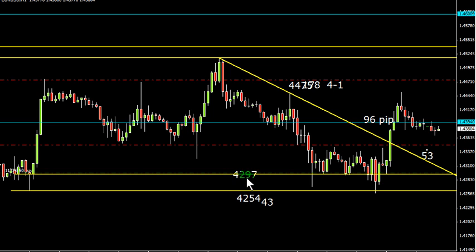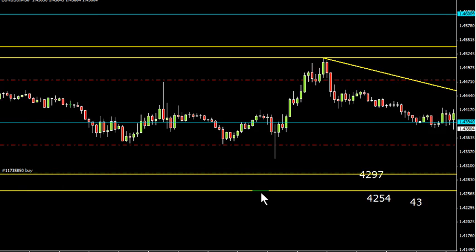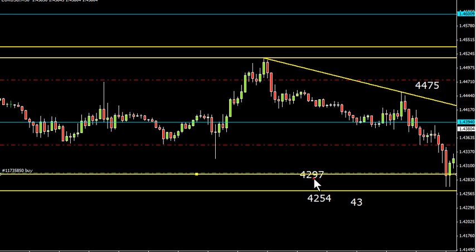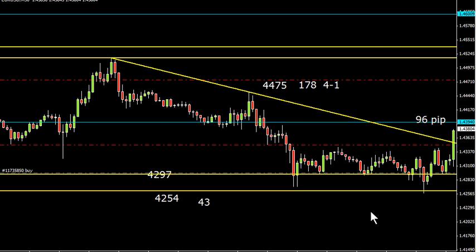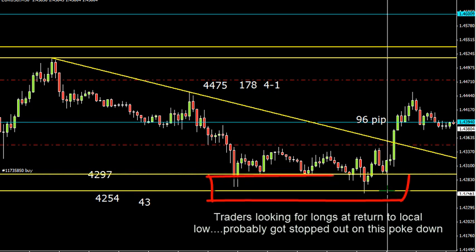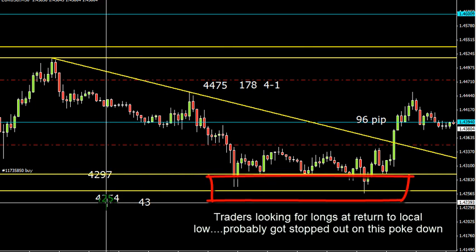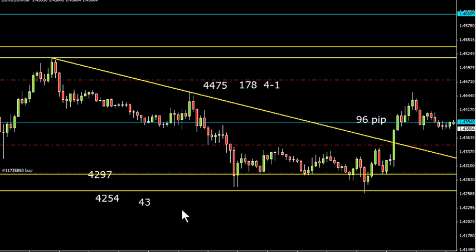Going along, the entry was at 42.97, which I wrote down on a 30-minute, and the stop was at 42.54. This came down to a low of 56, I believe. So I was looking at a 43 pip risk. I was looking up here, where this move had happened, at 44.75 for the ultimate target. You can see here we got kind of close, but didn't quite get that extra shove up. 178 pip profit is what I was looking for, so a 4-to-1 risk to reward ratio.